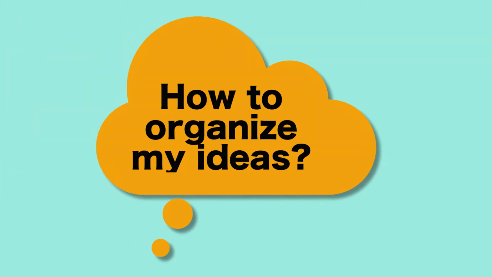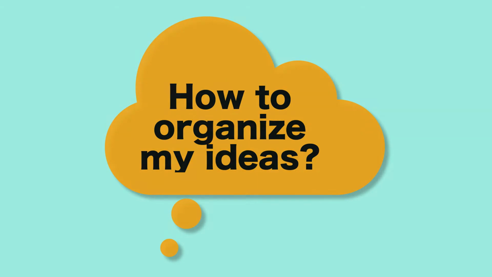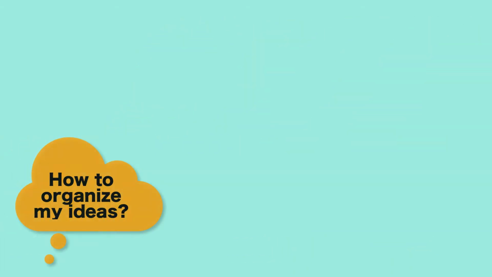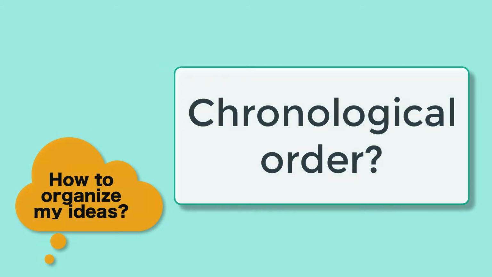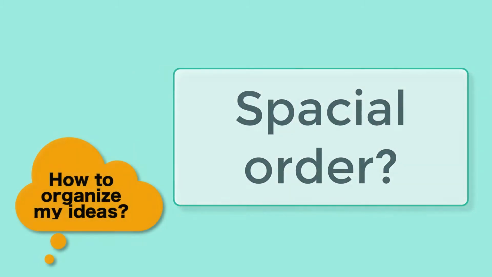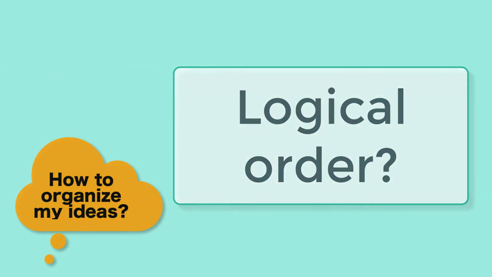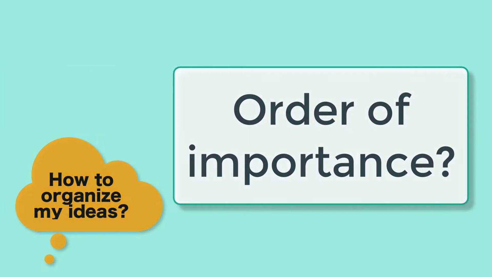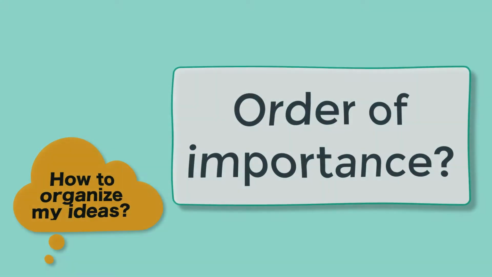You have to choose how you are going to organize your ideas after brainstorming. Are you going to explain them in chronological order? Are you going to explain them in spatial order, based on a logical order, what you see? Or are you going to explain them in order of importance? The least important idea first, then the second most important one, with the most important idea last.